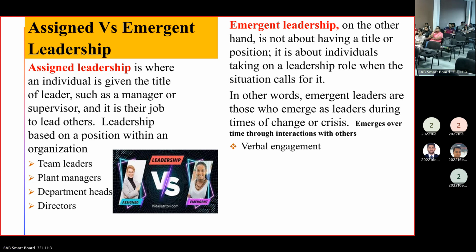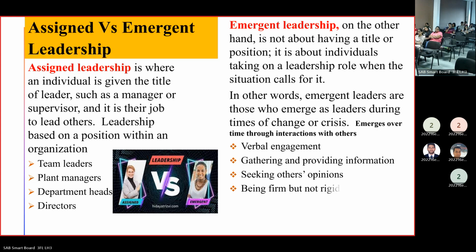In other words, emergent leaders are those who emerge as leaders as time changes, over time through interaction with others. Verbal engagement, because you would have seen that he can talk to everyone, and he also has some sort of commitment. Seeking others' opinions, and communicating to me or other lecturers, maybe the CEO or director, or assistant registrar. And he is open-minded, not rigid. He can listen to you as well. You are not the authority, he's only accepted by you all.